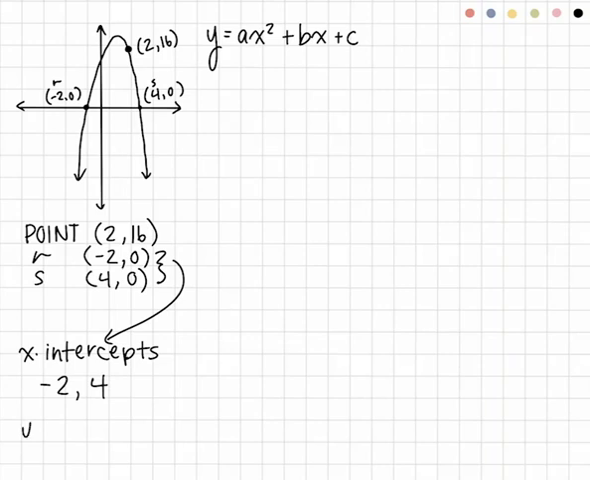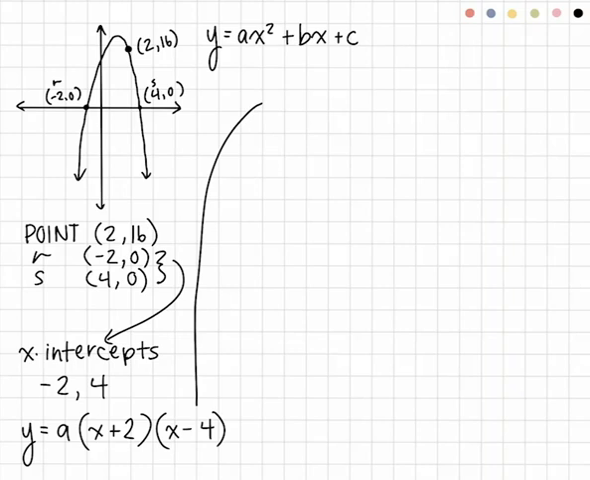What would it look like? y equals a, do you remember? It would actually be x plus 2 and x minus 4, right? We remember that those signs get flipped to make the statement true. You should review that if you don't recall. Now that I have this written in factored form, I can find my value for a.